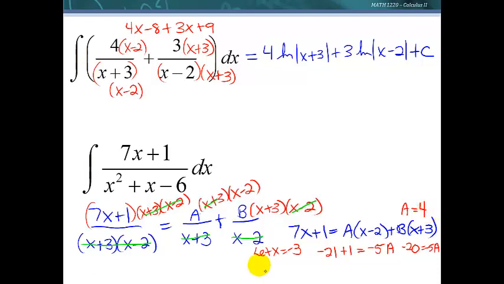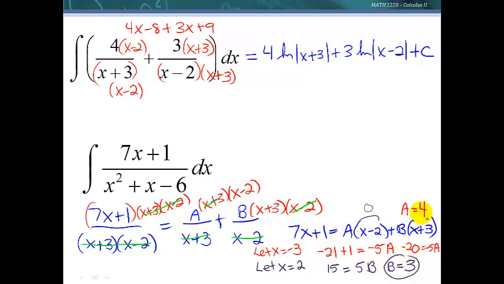I'm now going to go back and repeat this process, choosing another convenient x. This time I'm going to let x equal 2, choosing that because I could see that would make this 0, get rid of the A term, and let me find B. So putting a 2 in here, I'd have 14 plus 1, so 15 equals, that part's gone, and this would be 5B, so B would equal 3.